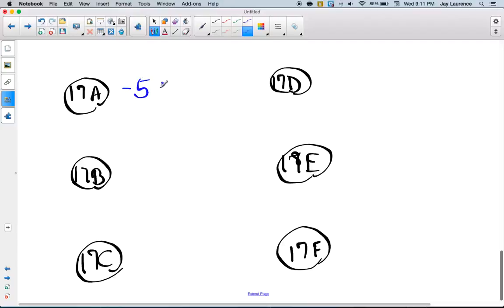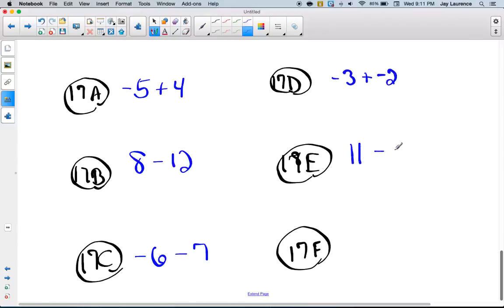We're going to have negative 5 plus 4. And here we're going to have 8 minus 12, and then we're going to have a negative 6 minus 7. Okay, and on 17D, we're going to have negative 3 plus negative 2, and then we're going to have 11 minus 5, and then last but not least, we are going to have a negative 8 plus 12. All right, you pause the video and then get those answers checked.